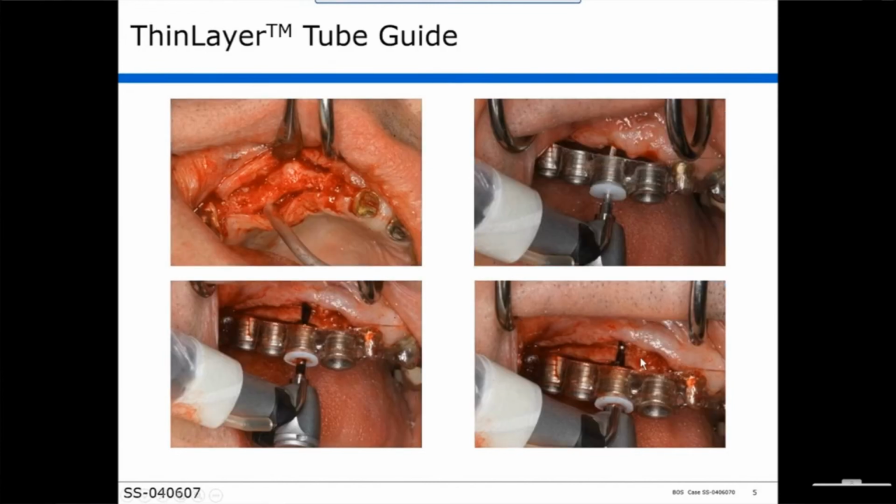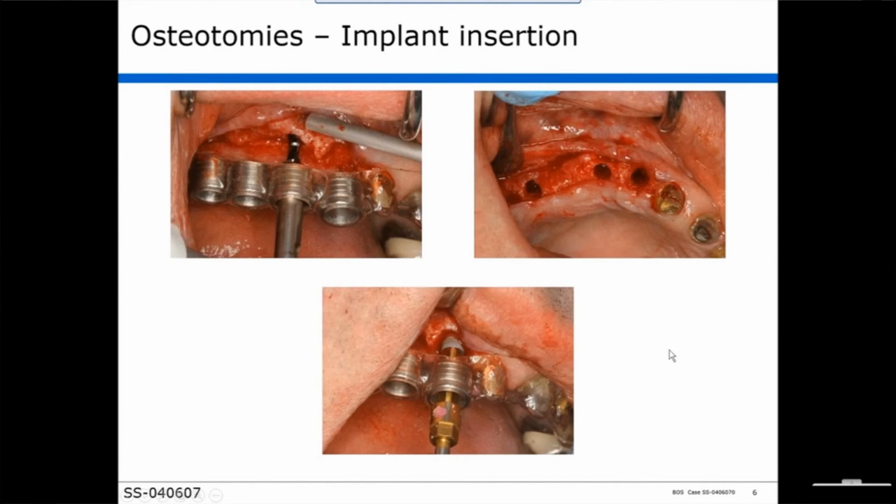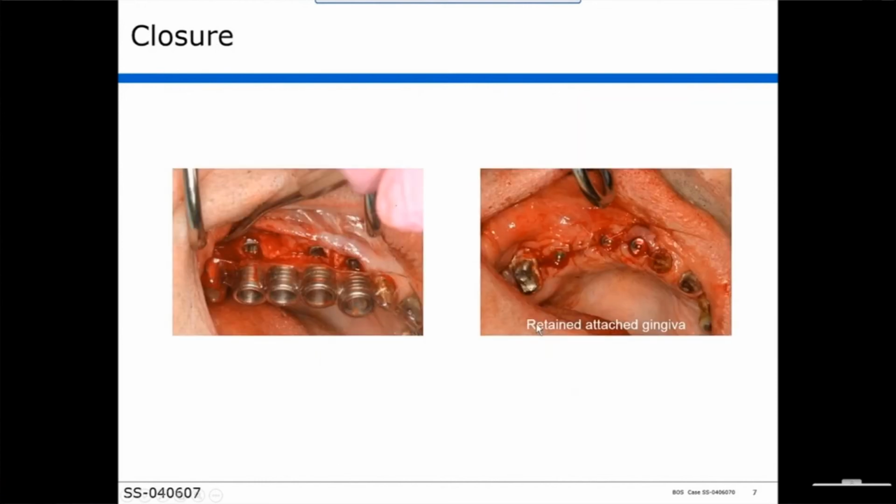Here's the ridge, and again with the tubes, I just went through with my twist drills, creating osteotomies. Here are the osteotomies, number 4, 6, and 7. Again, I'm using a tube guide to center my driver to place an implant. And here's the final case. Here's the closure, and again, my reason for raising a flap here was I wanted to retain a thick band of attached gingiva on all these teeth.